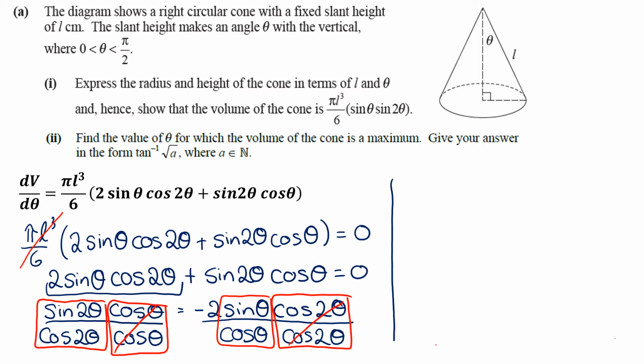So we end up with a much simpler sine 2 theta over cos 2 theta, tan 2 theta, is equal to minus 2 sine theta over cos theta, and that is tan theta. So that's what we have. We're trying to work out theta, but at the moment we've too much going on, so we need to look for something that we can change that tan 2 theta to just theta. So we go to our log tables and look on the identities pages.